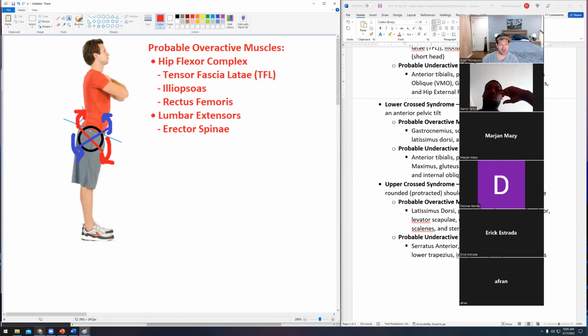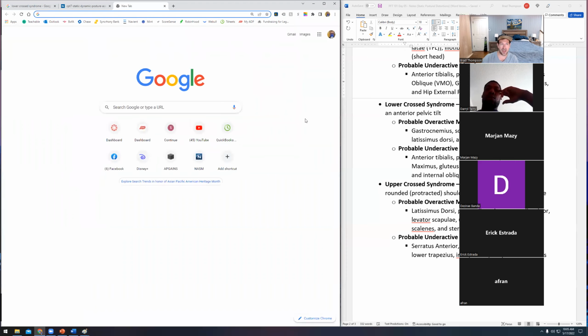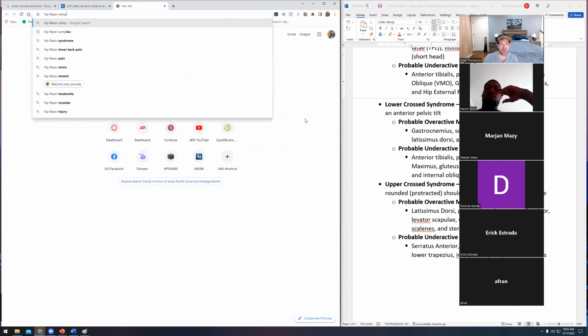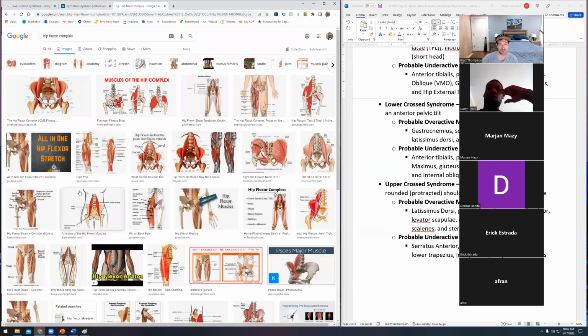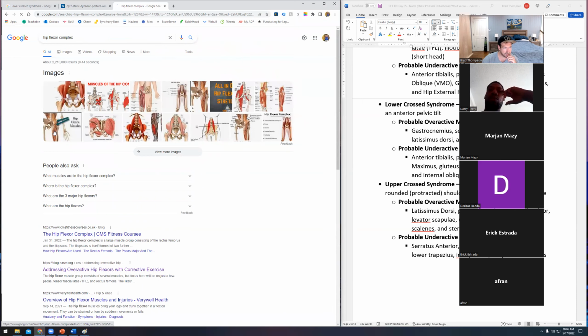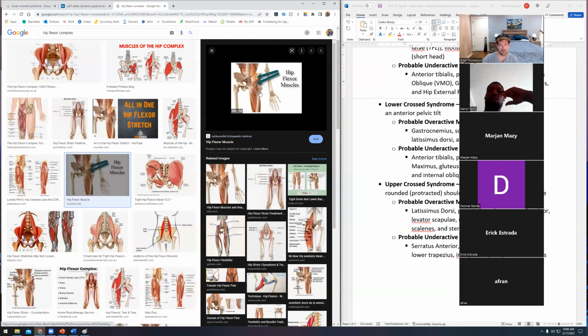So let's go ahead and take a look at some of that anatomy, right? Hip flexor complex, take a look here. You can see it's a lot of muscles all coming together all at once. Where did that picture just go? That's the one I wanted.